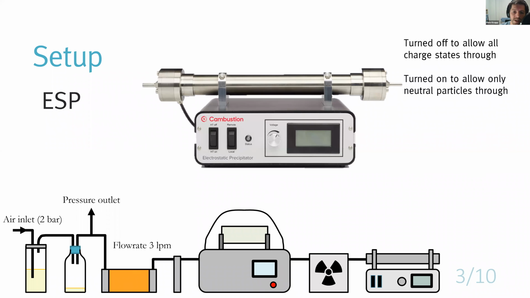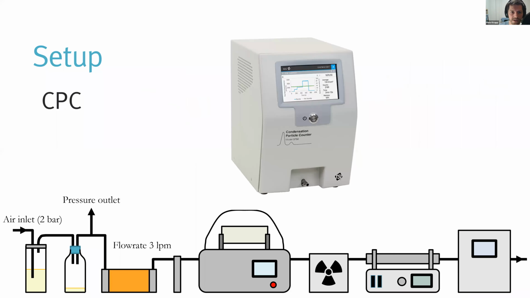That then goes through this ESP, electrostatic precipitator, and that's essentially just an on and off thing. If you turn it on, there's a high voltage in there that means that all of the charged aerosol gets taken out of the air. That means that you can measure the neutral charge fraction with a CPC at the end. Or if you have it turned off, then you get all of the charges coming through. So this doesn't separate between positive or negative. This is just a way to measure the neutral fraction. So that's the first thing I measured.